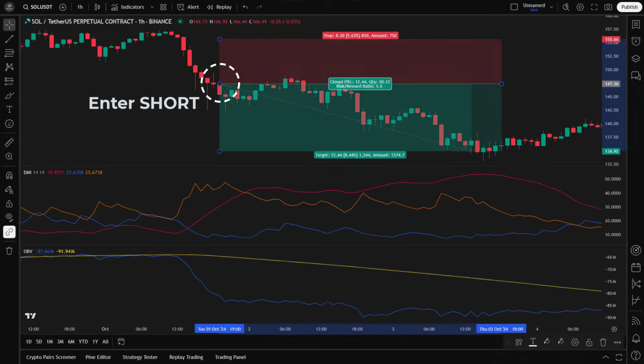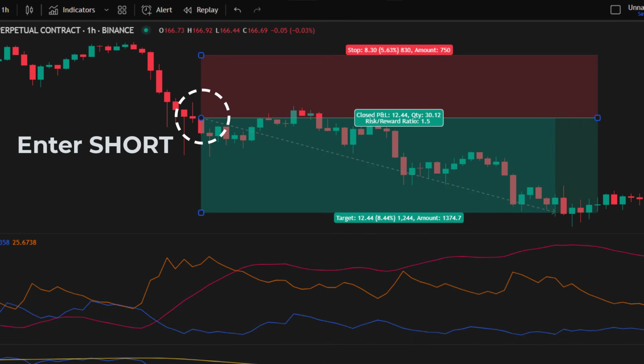We'll set the stop loss just above the signal candle using signal candle close +2 ATR. For the take profit, we apply a 1.5 to 1 risk-reward ratio. The target is placed 1.5 times the size of the stop loss. If a candle closes below the take profit level, we exit the trade and secure the profit.